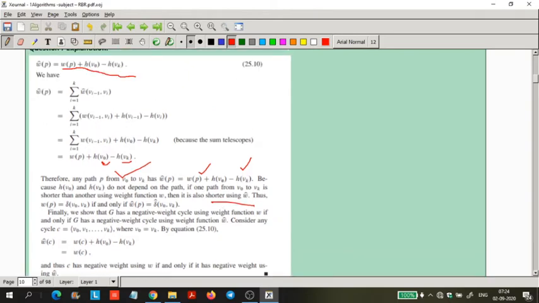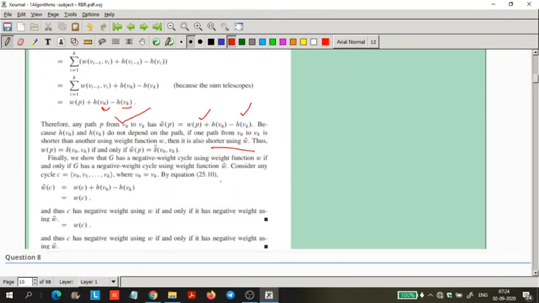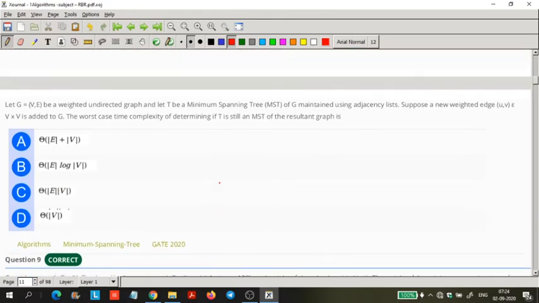Okay, so the option is V to R. So next question: let the graph G(V, E) be a weighted undirected graph and T be the minimum spanning tree of G, maintained using the adjacency list. The graph is maintained using the adjacency list.